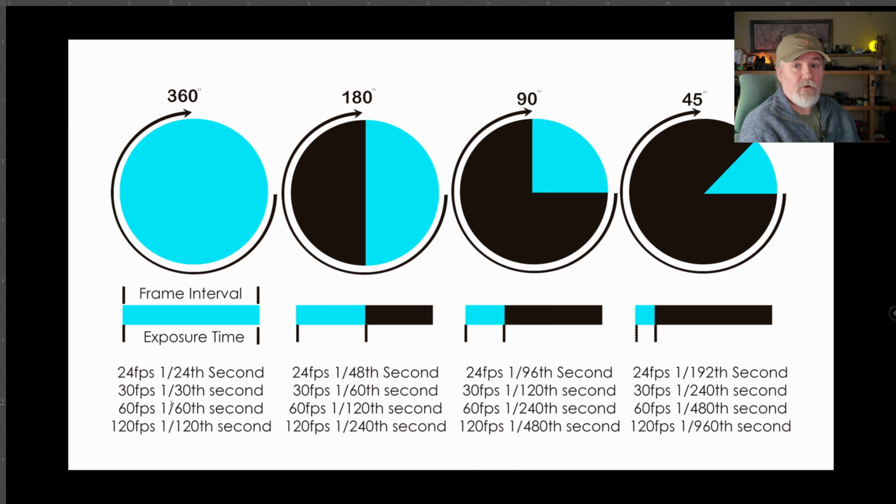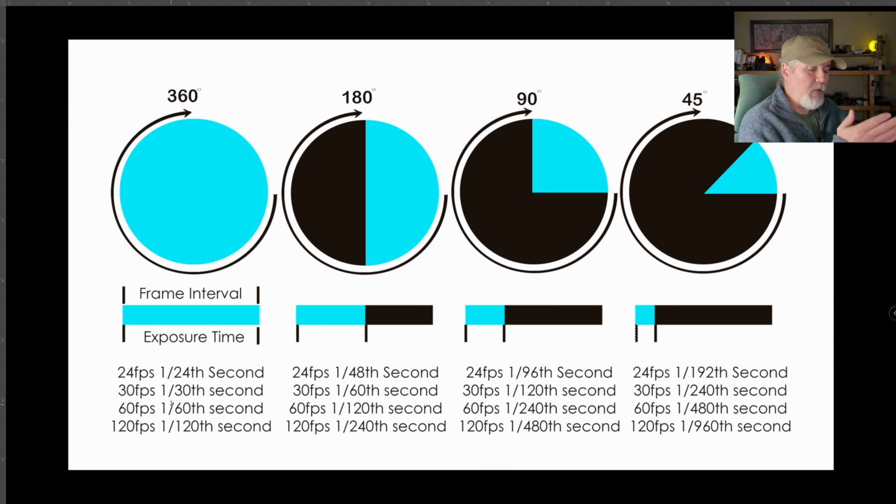At 180-degree shutter angle, that 60 frames per second is 1/120th, so you're right back at that. And then 120 frames per second would be 1/240th. This is one of the reasons, if you ever hear that people talk about how 60 frames per second is so sharp.